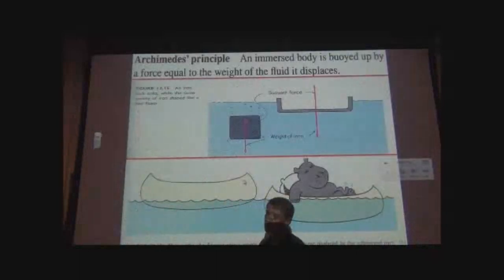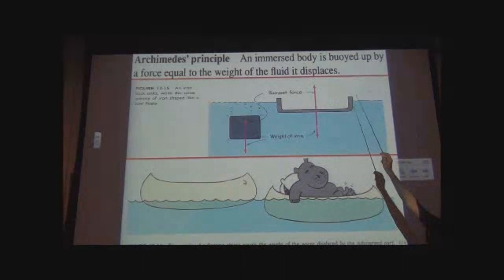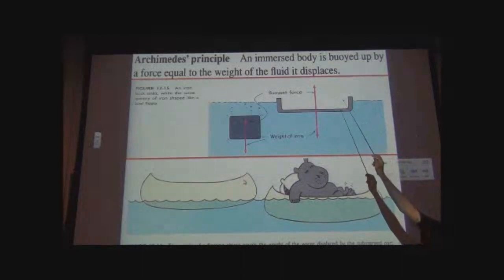Okay. Introducing Archimedes' principle. The principle is basically that an immersed body is buoyed up by a force equal to the weight of the fluid that it displaces. So if it displaces 1 kilogram mass of water, right?